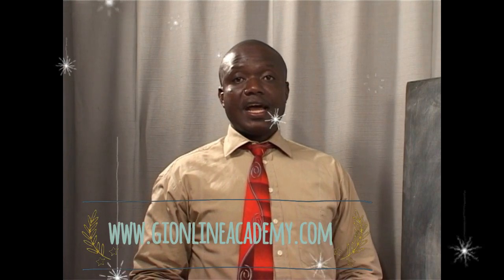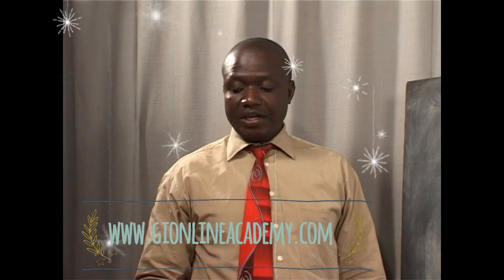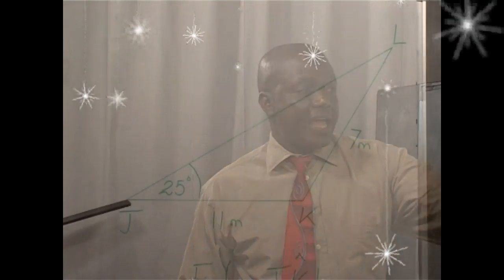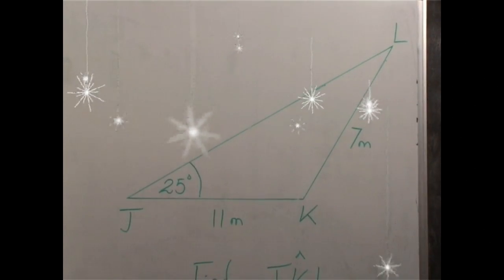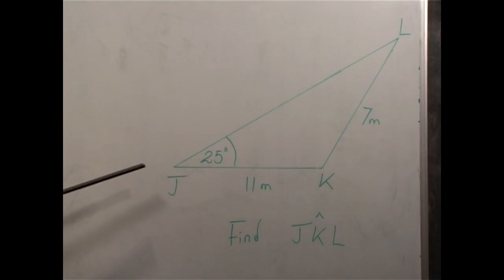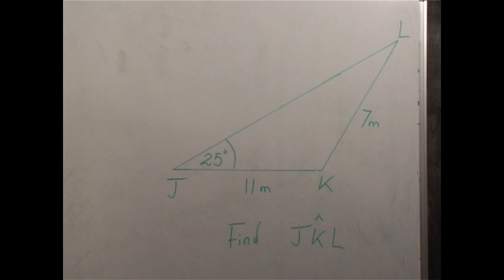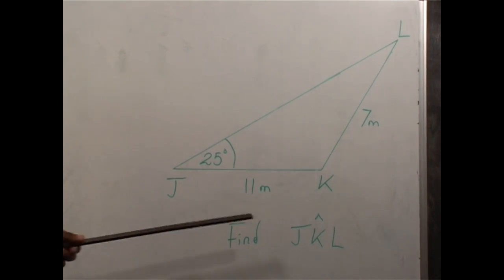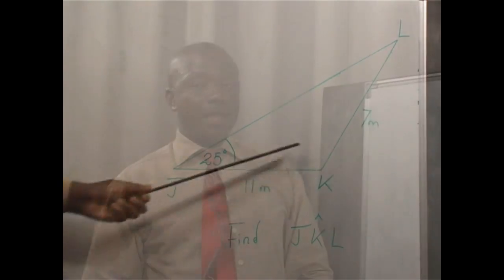Let's move on and look at the second question. In the second question, I gave you the triangle JKL with the angle at J as 25 degrees. The length of the side JK as 11 meters, and KL was given to you as 7 meters. You were required to find the size of the angle JKL using the sine rule.